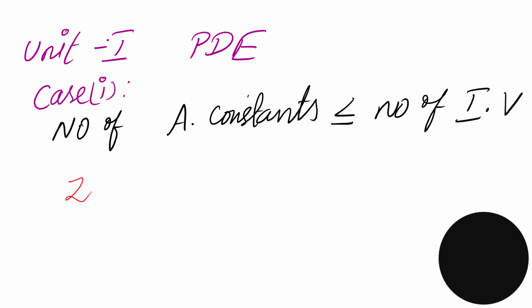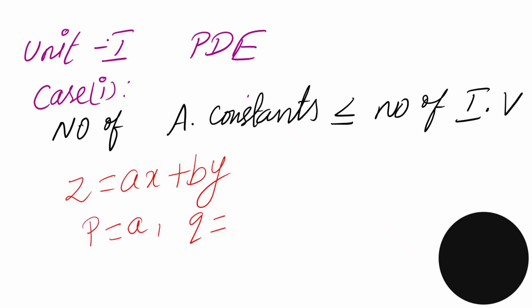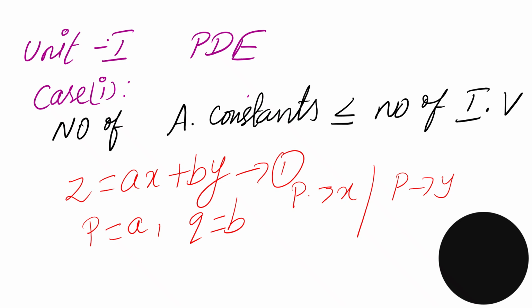For example, if I take z equal to ax plus by, using the elimination technique we have to remove the constants a and b using the standard notation. We have to apply p equal to a and q equal to b. So how do we get this? First we partially differentiate the equation with respect to x, and partially differentiate the equation with respect to y.